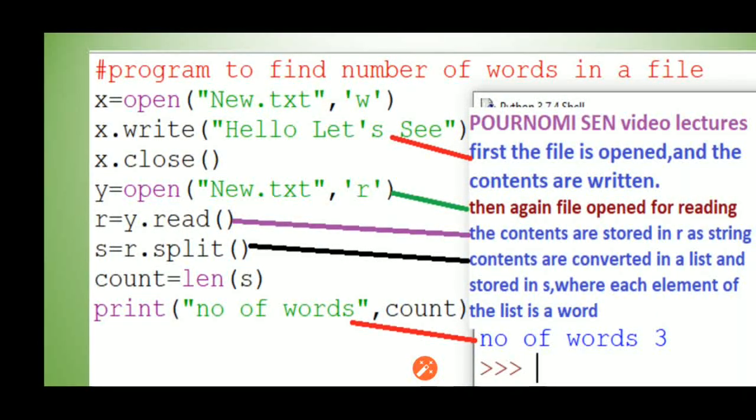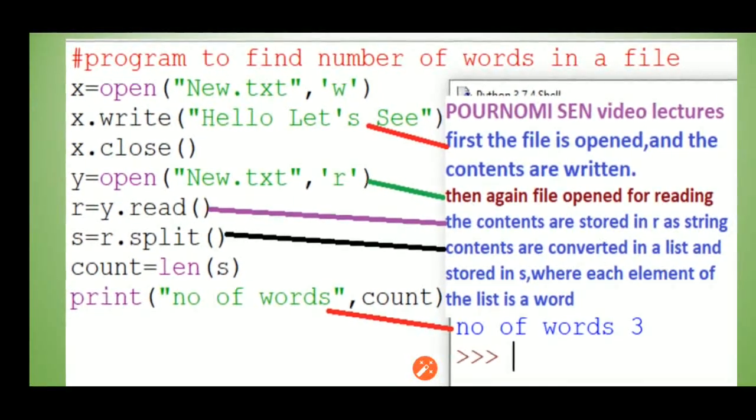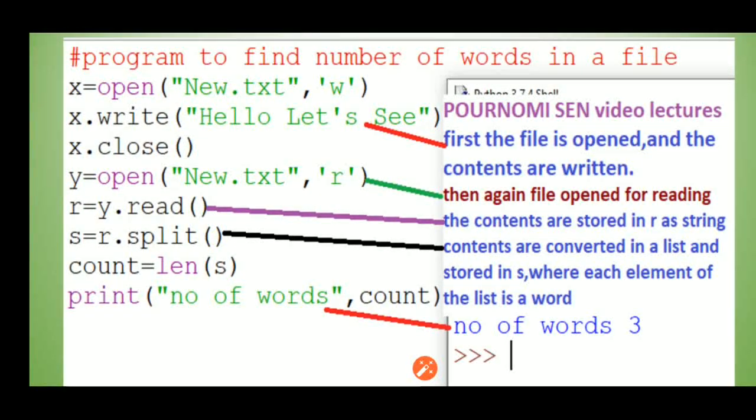Then r equals to y dot read. The content of the file is stored in r as a string. So what is stored in r? "Hello let's see", the entire thing. Then s equals to, s is a new variable that we have taken, r dot split. The content of r will be taken as input, and as an output it will be converted into a list and will be stored in s, where each element of the list is a word.